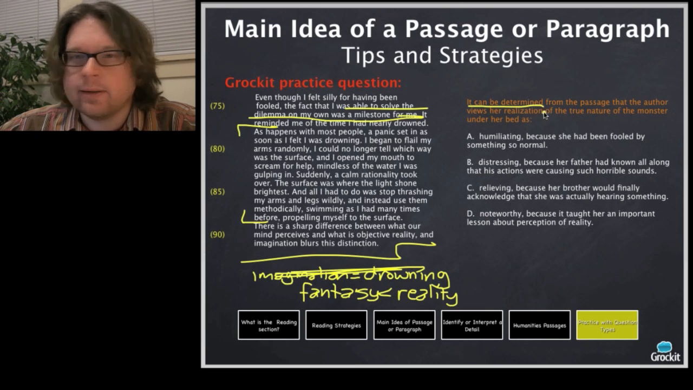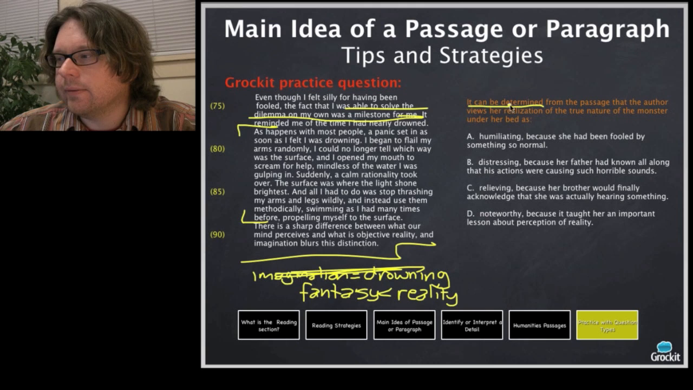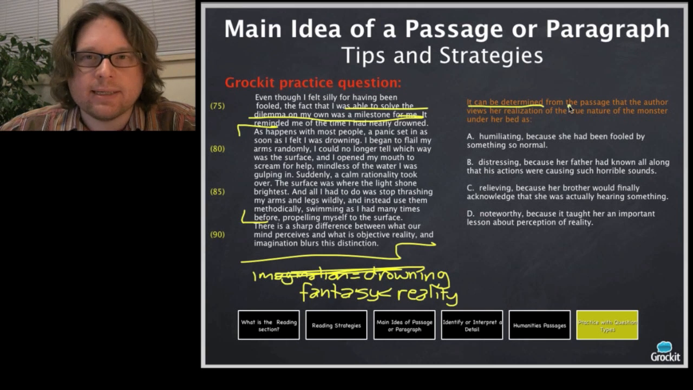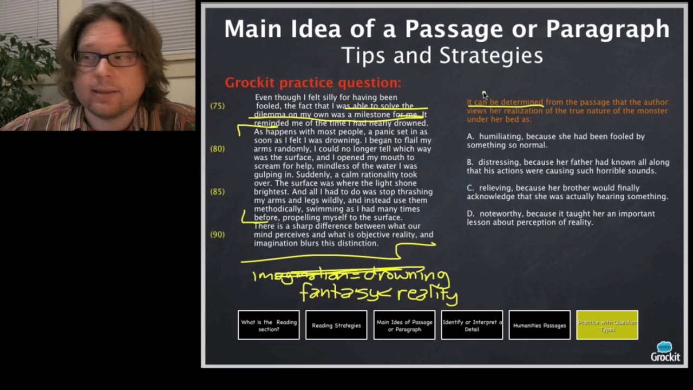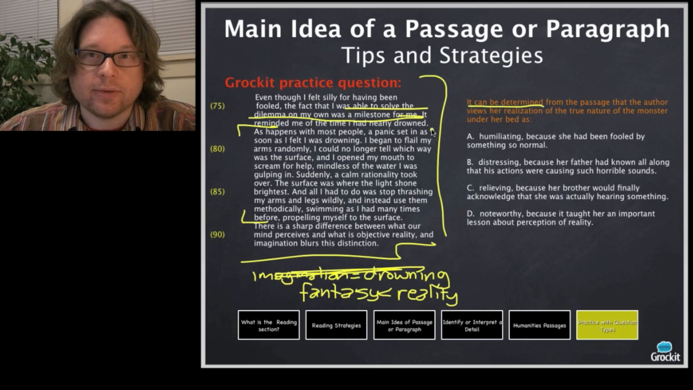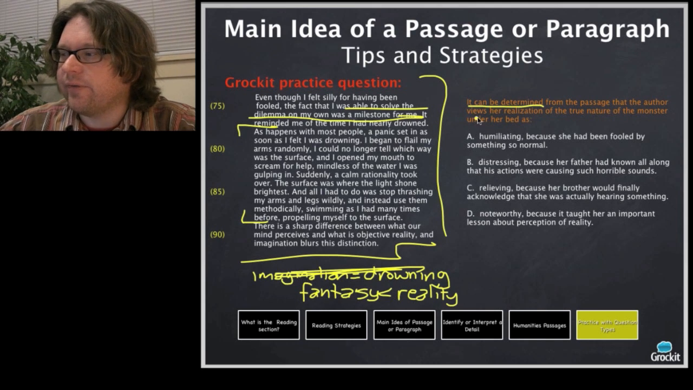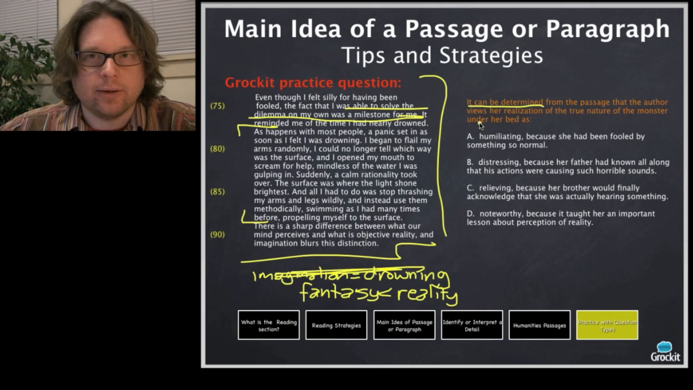Okay, so it can be determined. That's code, again, for something that's actually in the passage. And it says it can be determined from the passage. So this could be a detail or a main idea. This one's really more of a main idea because it's summarizing a whole bit as opposed to a single detail. How did the author feel about the true nature of the monster under her bed?